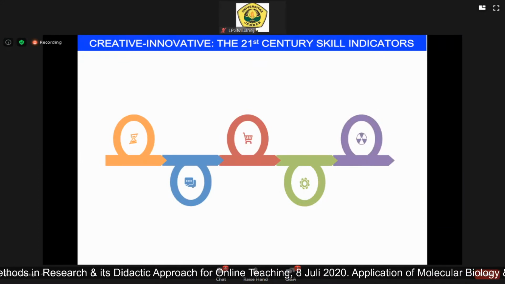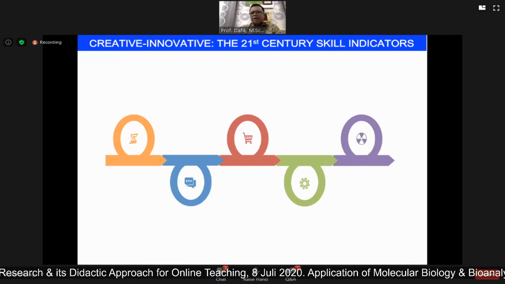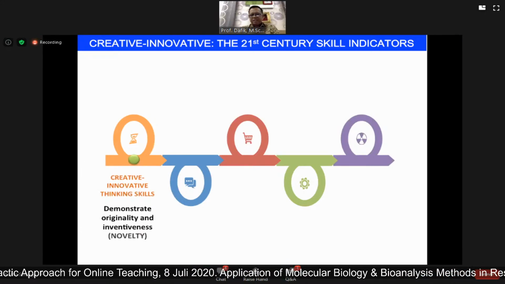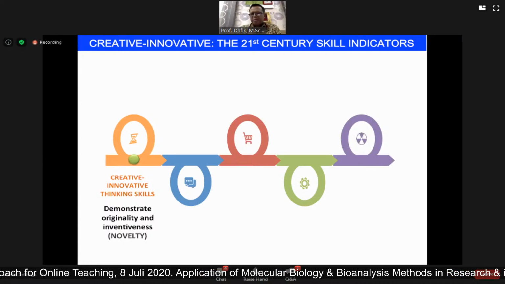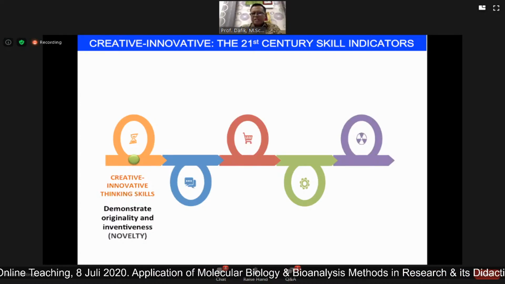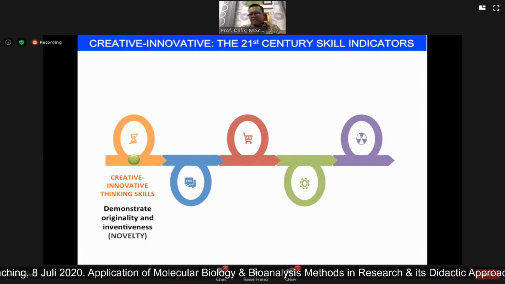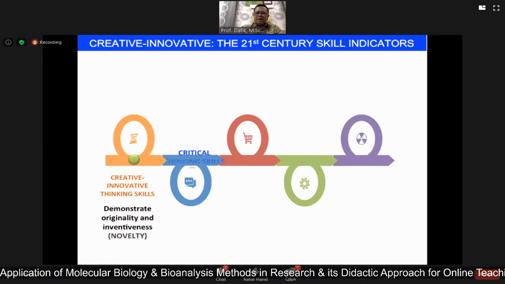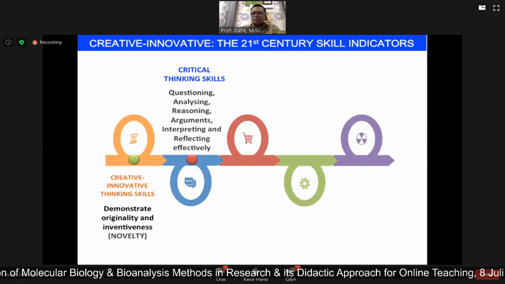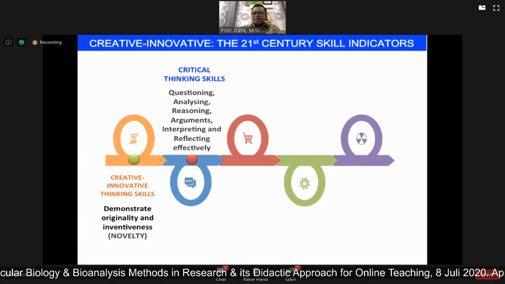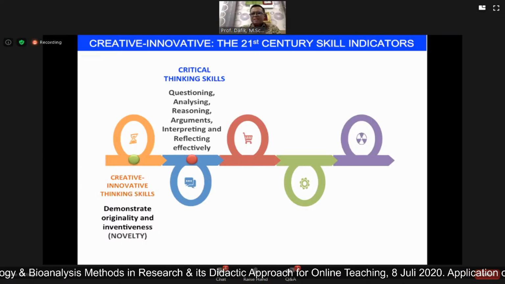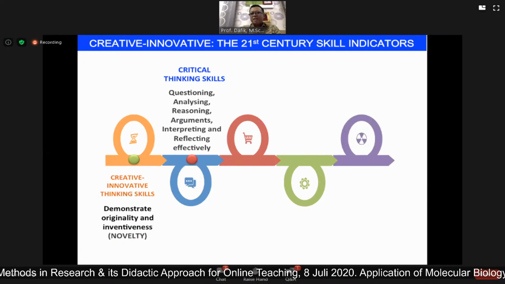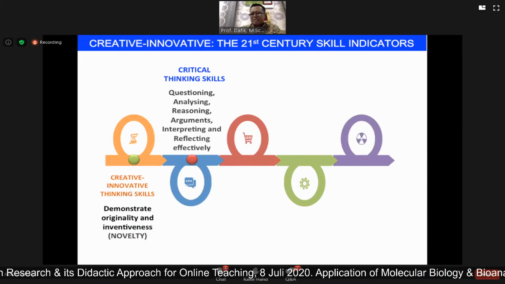So what is creative and innovative, which is part of the 21st century skill indicators? Of course, the student can demonstrate originality and inventiveness. That is what I call novelty. And the second one, the student can do questioning, analyzing, reasoning, arguments, interpreting, and reflecting effectively. That is part of the indicators of critical thinking skill.